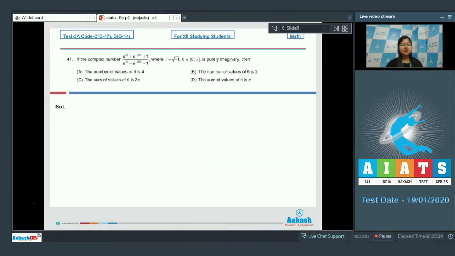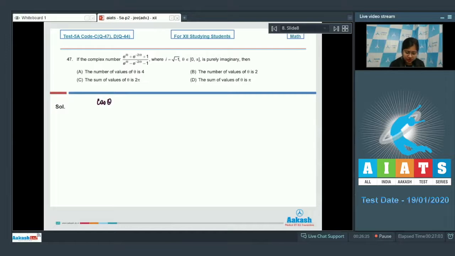Next is question number 47, which says if the complex number e raised to the power iota theta plus e raised to the power minus 2 iota theta plus 1 divided by e raised to the power iota theta minus e raised to the power minus 2 iota theta minus 1 is purely imaginary. So we have to answer the following options. So let's expand it. We know e raised to the power iota theta is cos theta plus iota sin theta. So let's write it down.